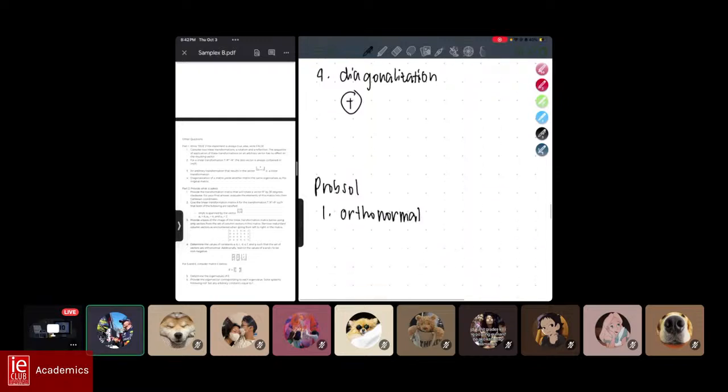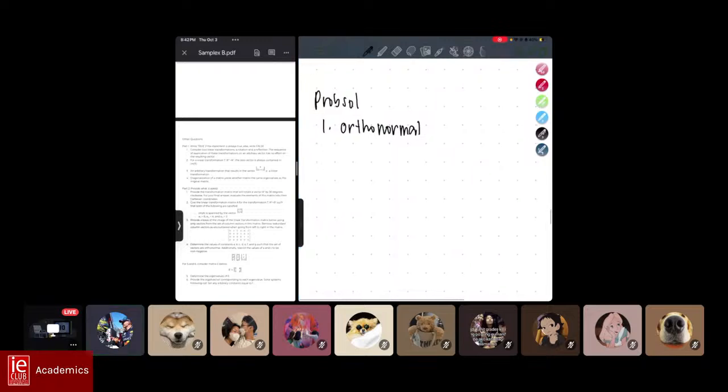Okay, so now let's move on to problem solving. So let's do number 1. Let's do number 4. Sorry. Determine the values of constants a, b, c, d, e, f, and g such that the set of vectors are orthonormal. Additionally, restrict the values of a and c to be non-negative.